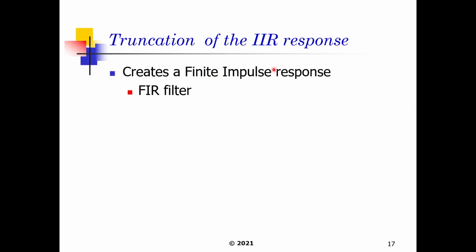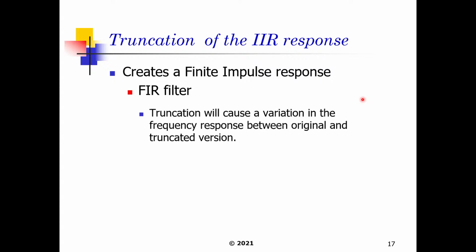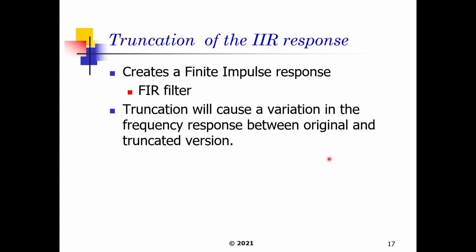And truncating the infinite impulse response, or the IIR response of that filter, now means that we've created a finite impulse response, and therefore we can go about creating our FIR filter designs from that infinite impulse response that was obtained from the analog filter prototype. However, in doing the truncation here, by taking only n samples, we will have a variation in the frequency response between the original IIR filter design and the truncated FIR filter design that we're catering for here in this particular case.